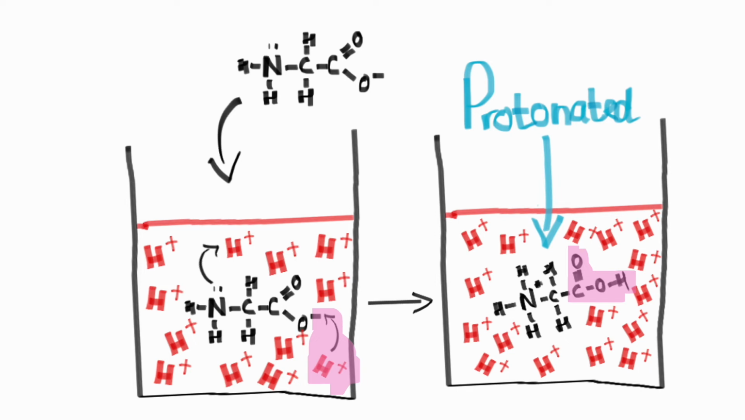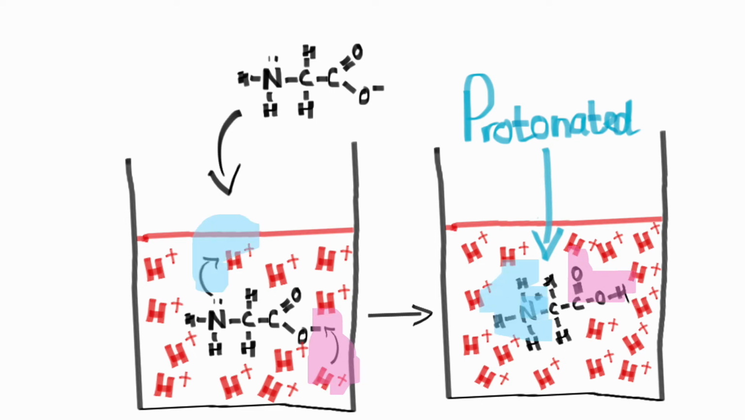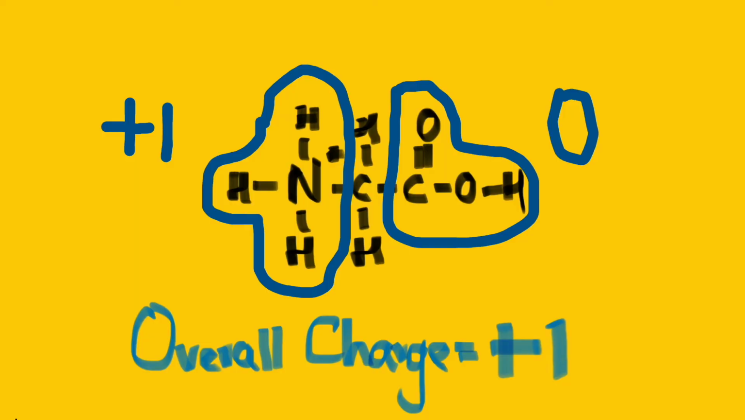However, unlike the amino group, this will leave the overall charge of the carboxyl group neutral, because when a carboxyl group does not have the H plus or the proton, it's going to have a negative charge. So now that the carboxyl group has a proton, it's going to cancel out, and the overall charge of it is going to be 0. So in this case, glycine would have a +1 charge.